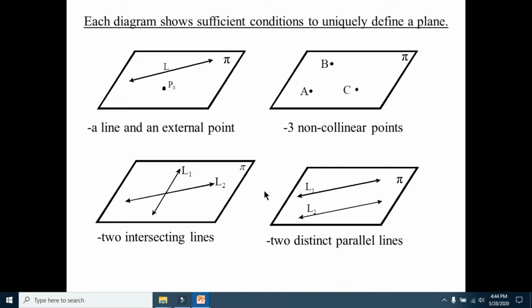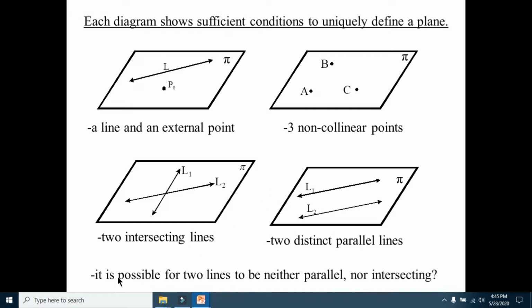This brings up an interesting point. Are there any other kinds of lines besides intersecting lines and parallel lines? Well, in 3 space there is. It is possible for 2 lines to be neither parallel nor intersecting.